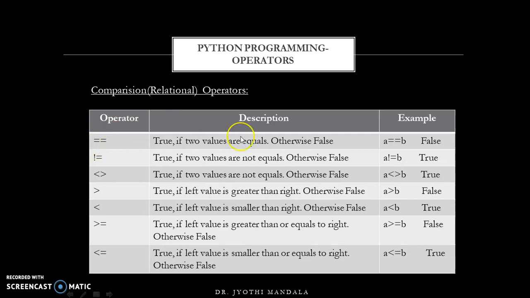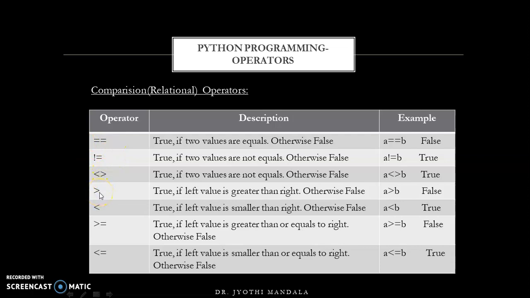If it is equal, it returns true. This is the not equal to symbol. It is used to check that two values are not equal. If they are not equal, it will return the value true. And here, the less than greater than symbol is the same as the not equal to symbol. Instead of this one, we can use this.